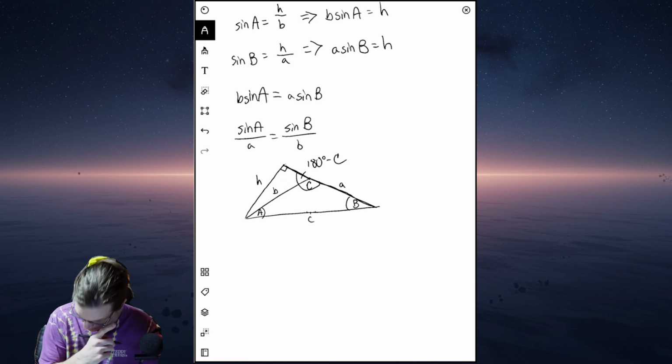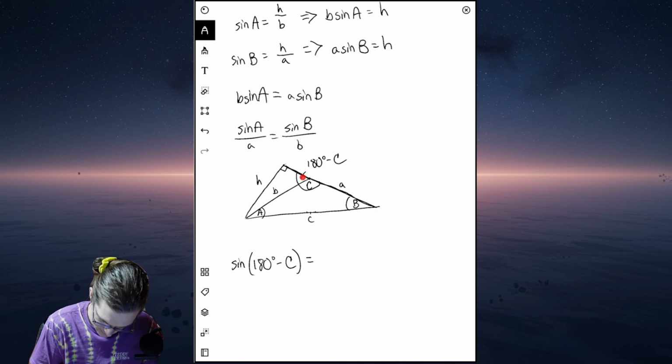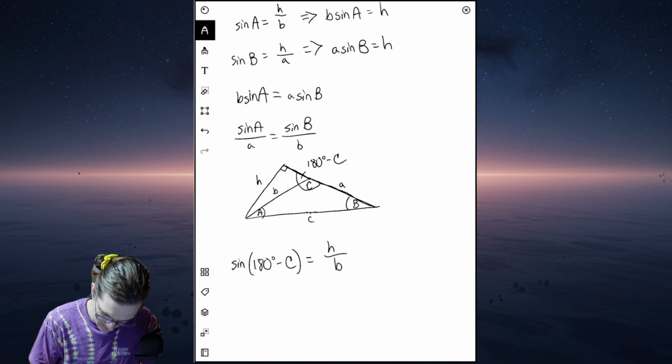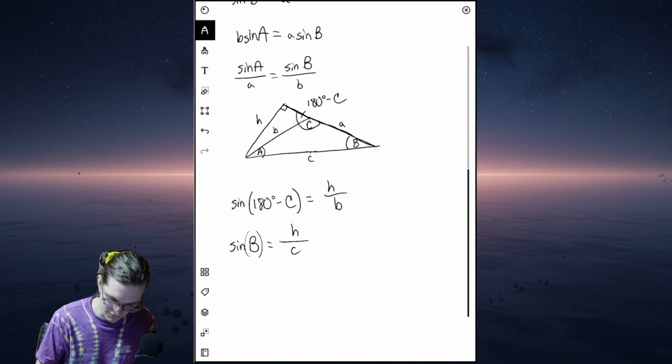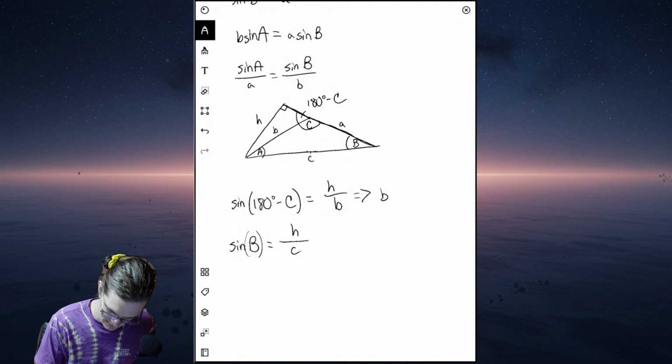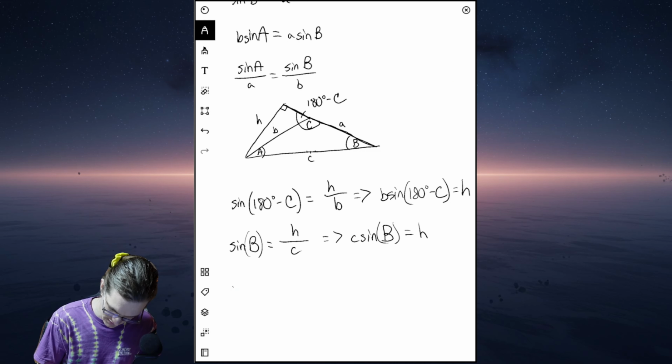So now working with this triangle, I'll say, okay, sine of this angle, 180 minus C, is equal to opposite h over hypotenuse b. And then I'll look at this angle B and say sine of B is going to be opposite h over the hypotenuse here, which is c, little c, right? So we've done it again. If we rewrite this, b sine of all this is equal to h, and c sine of B is equal to h. So they're equal to one another.